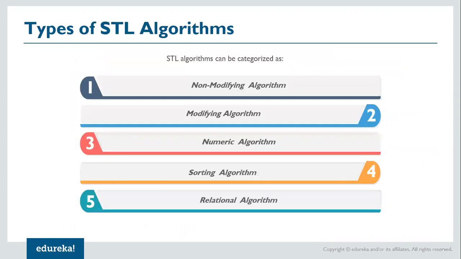Now let us look at various types of algorithms. They can be categorized into the following types. You have non-modifying algorithms, modifying algorithms, numeric algorithms, sorting, and relational. So let's look at each one of them in more detail.